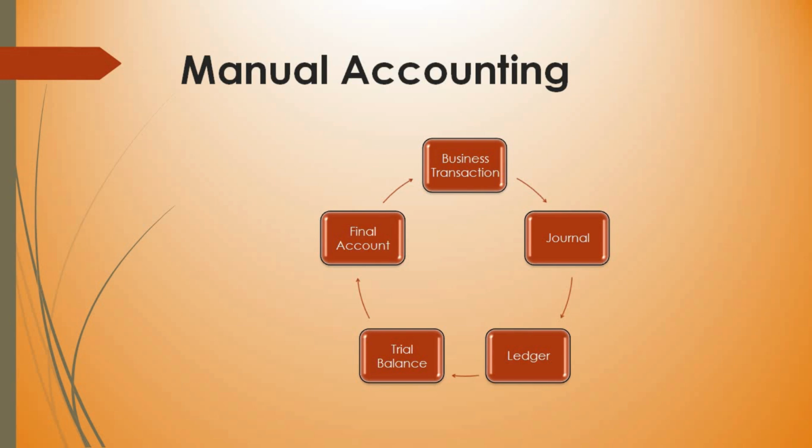Whenever a transaction is entered, it is first entered into a book called journal. From the journal, the same type of transactions are placed in one location in the book called ledger. Next, we balance these ledgers, and from these balances we prepare the trial balance, and from the trial balance, your final accounts, the two main statements, the profit and loss account and the balance sheet, will be prepared.